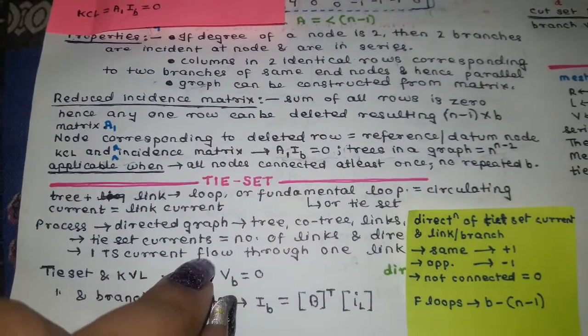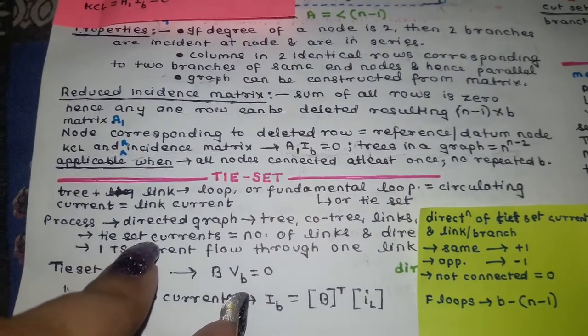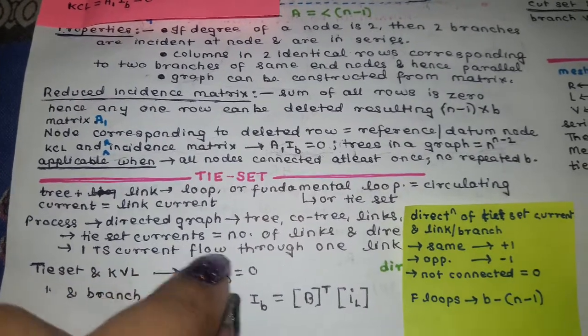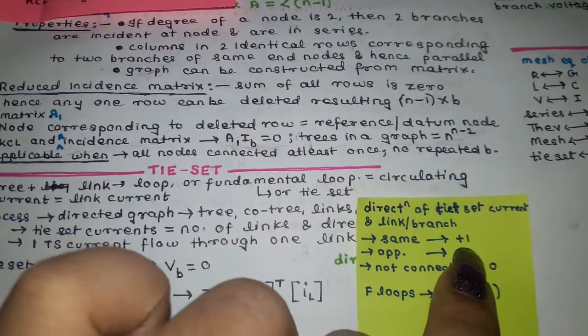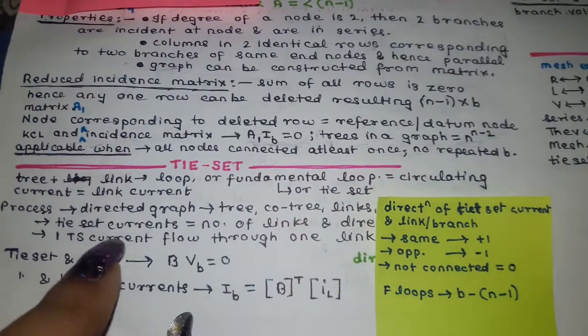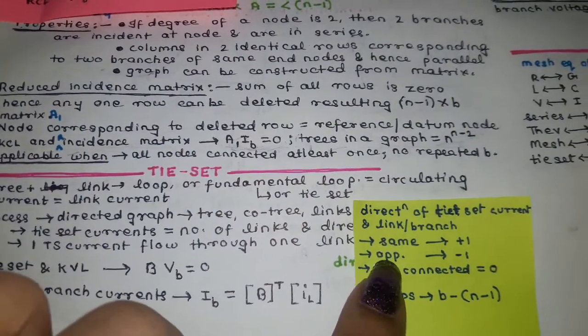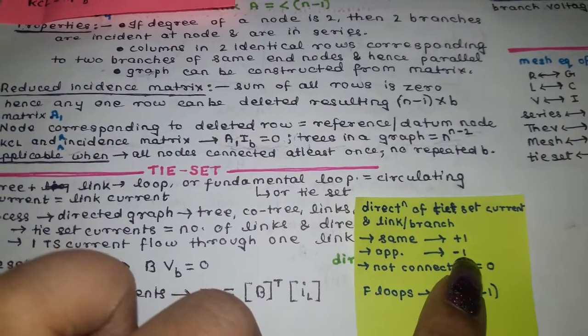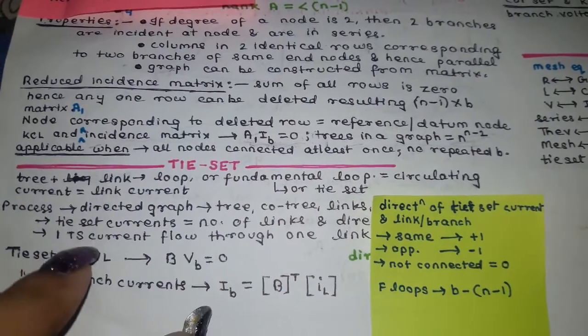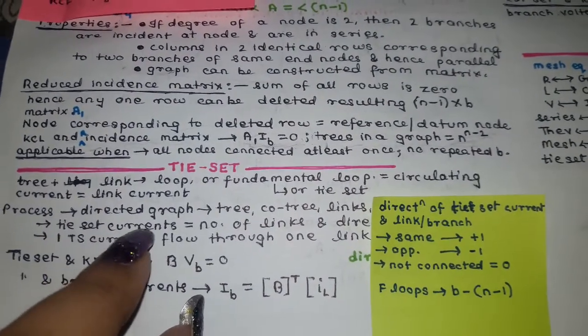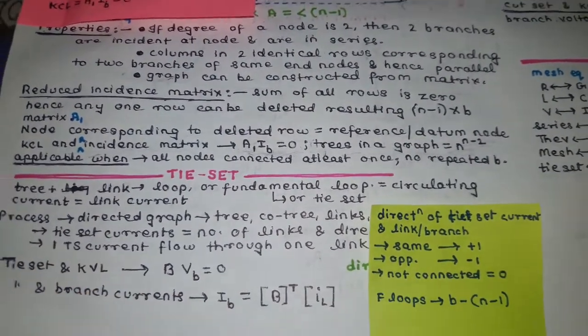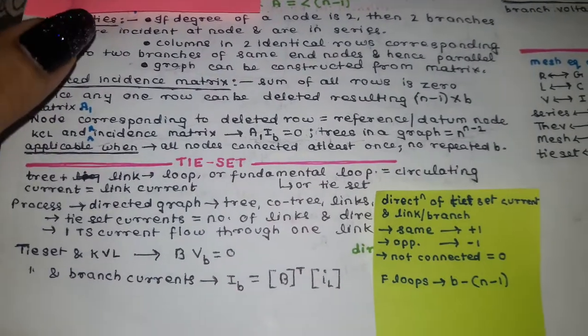Now if the direction of current is the same as that of the branch direction, then we assign a +1 value. If the tie set current direction and branch direction are opposite to each other, we assign -1, and if that branch is not at all connected to the tie set current, we assign 0. So I'm explaining it with an example.